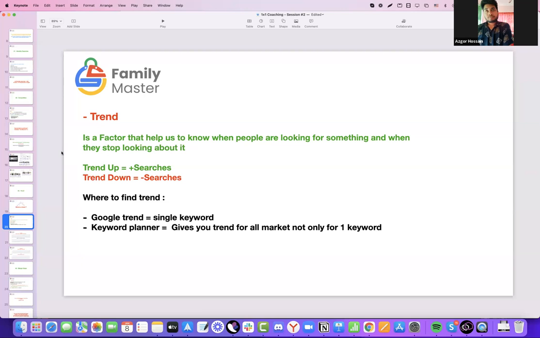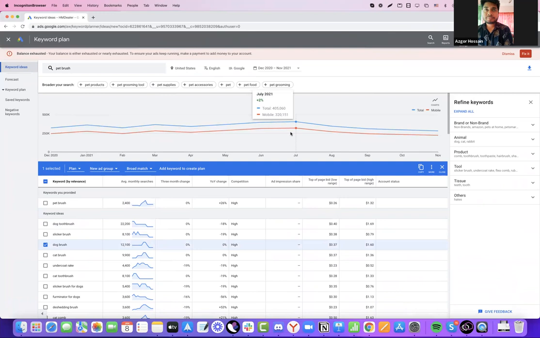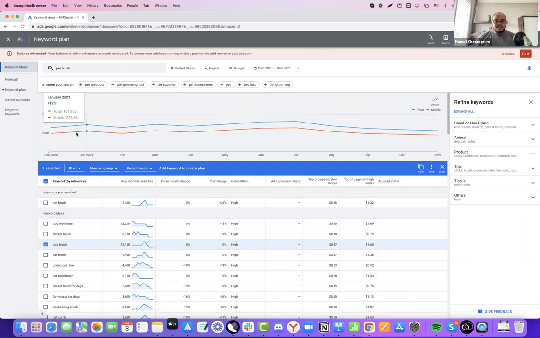So here, there are two ways to find the trend. You know Google Trends, of course. The best thing about Google Trends is it helps you find the trend of one keyword. For example, dog brush. They give you a trend of that one keyword. They don't give you a trend of the whole market of dog brushes and the related keywords. That's why I use Keyword Planner, because it gives you the trend of the whole market, not only one keyword. Here is the trend. You see? In that case, this product is evergreen. It's not a trended product.